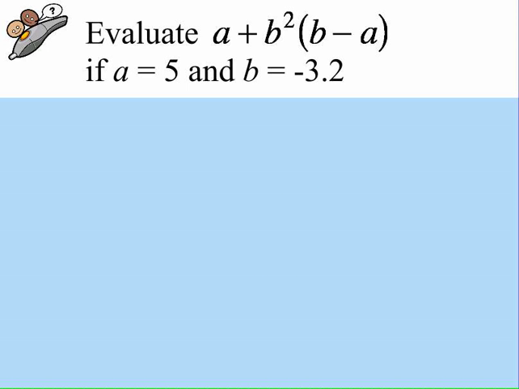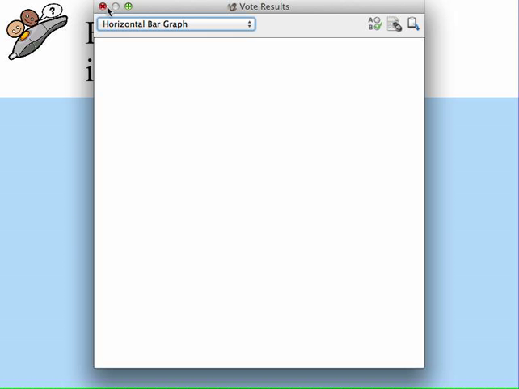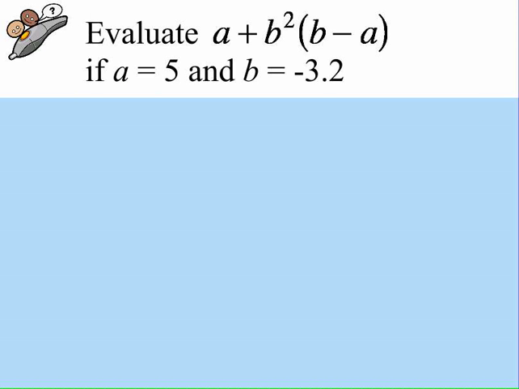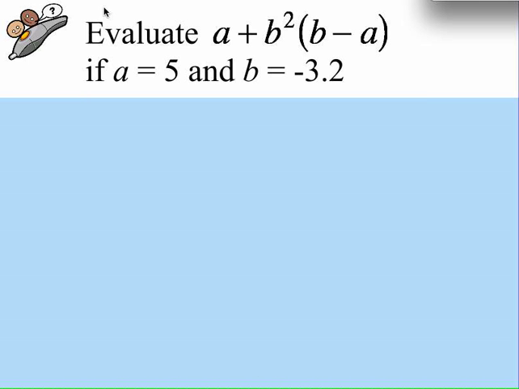Oh boy, that skipped a bunch. I need you to do this one for me then. Evaluate a plus b squared times b minus a if a equals 5 and b equals -3.2. Yeah, that's kind of an eye-opening thing. Let's go ahead and look at this. The answer is -78.968. My guess is some of you made mistakes, probably if you used a calculator.